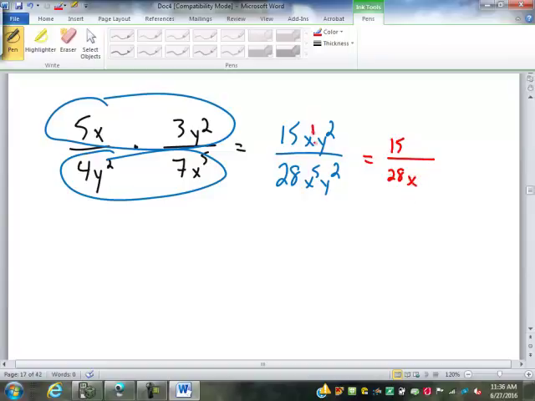Now remember, this is x to the 1, so we're going to take the difference in powers. The difference between 1 and 5 is 4. 5 minus 1 is 4. The y, where's the largest power? They're the same. Guess what happens? They cancel out. That's 15 over 28x to the 4th.